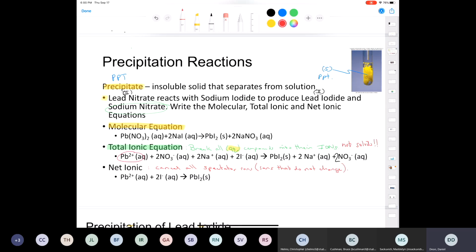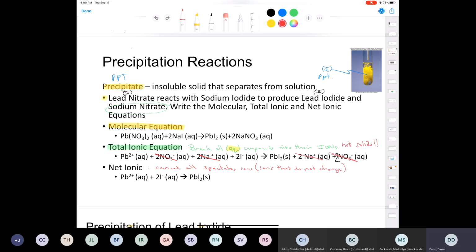Look, I have lead 2 plus over here. My lead here is in a compound, so that's not a spectator. That did something. That changed. I look at 2 nitrates, and I have 2 nitrates here. That's a spectator. It didn't do diddly squat. It didn't change throughout the reaction. So I'm going to cancel those 2 out. I see that I have 2 sodiums on each side. Those are spectators. They didn't change. There's still 2 sodium cations. And then I also see that I have 2 iodides here, but my iodine here is in solid lead 2 iodide. So that's not a spectator ion.